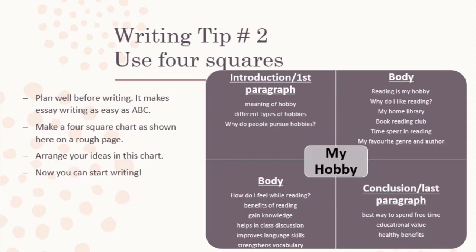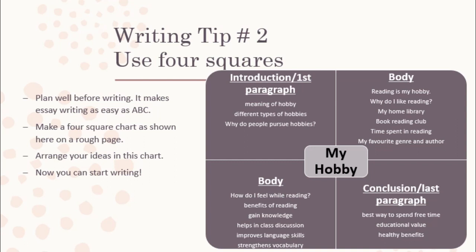Writing tip number 2 is use 4 squares. This 4 square chart is also very helpful. You can either make a mind map or you can use this 4 square method. Let's discuss it. In the center, I have written the topic, my hobby. In the first square, I have written down all the ideas that would go in my first paragraph, and it will make the introduction of my essay.